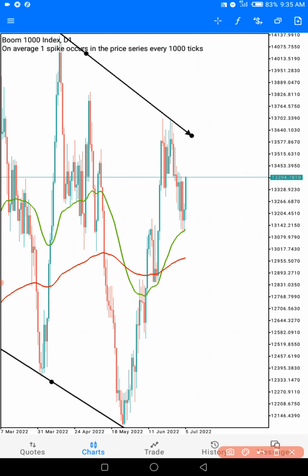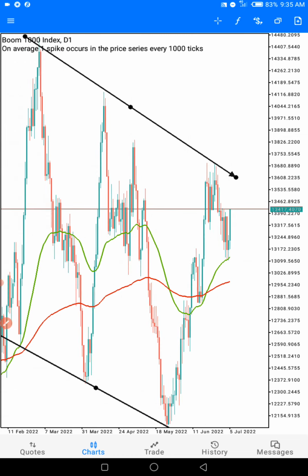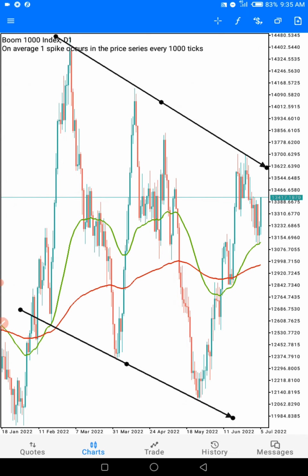So watch out for a breakthrough of the resistance zone, so you can enter a sniper entry to make maximum profit from trading Boom 1000. Now this is the daily time frame for Boom 1000, and this is how the market has been. If you look at it correctly, this is the best way to judge a market.